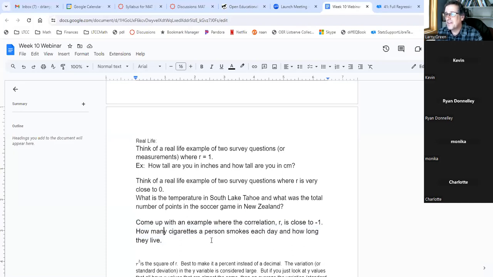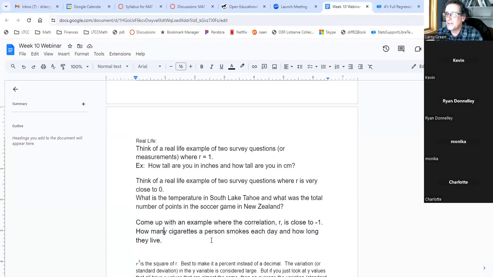How much time is spent studying and the scores of college students' exams. I would hope that would be close to 1, because if you spend a lot more time studying, hopefully you'll do better on the exam. Does that make sense? So as one goes up, the other goes up, and that would be close to 1, not -1.